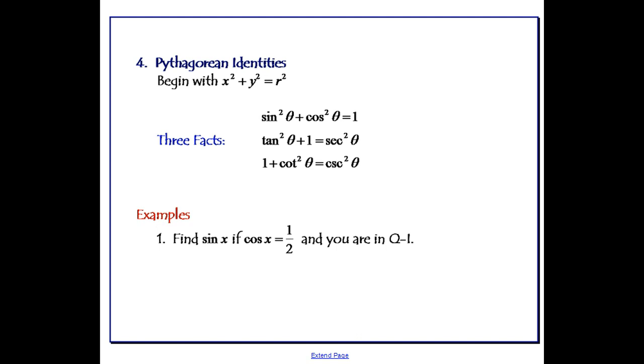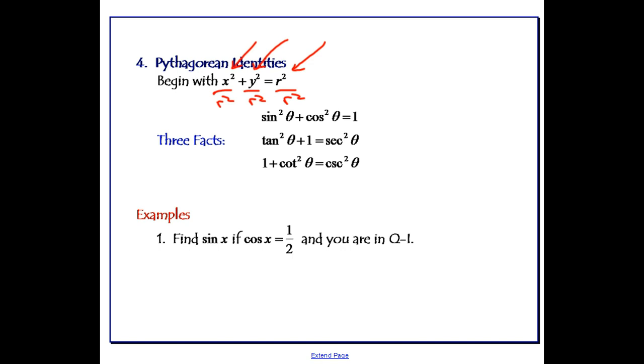All right. Next idea is called the Pythagorean identities. And you remember back in section 4, we had this fact, x squared plus y squared equals r squared. Well, come through this fact and pick either x or y or r. It doesn't really matter. I'm going to start with r and divide both sides by r squared. If you want, you can divide both sides by x squared or by y squared.